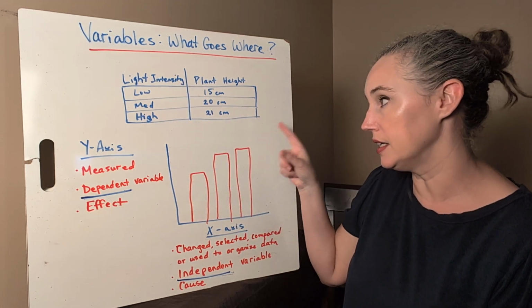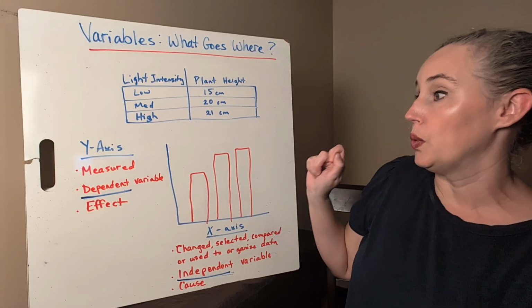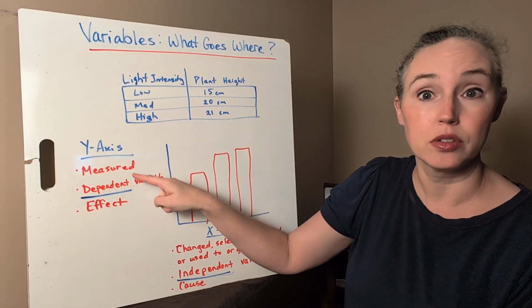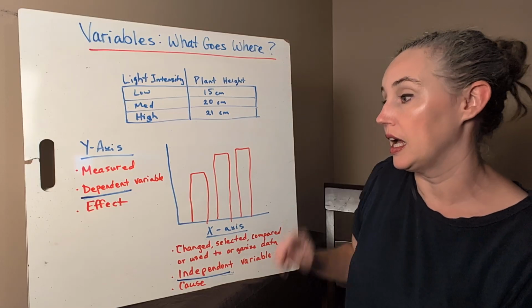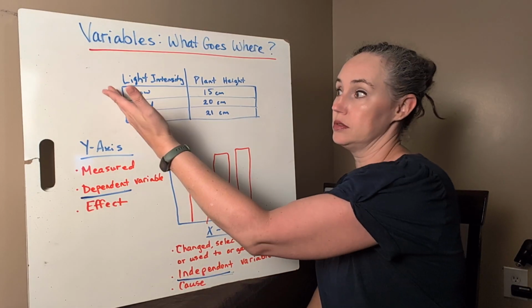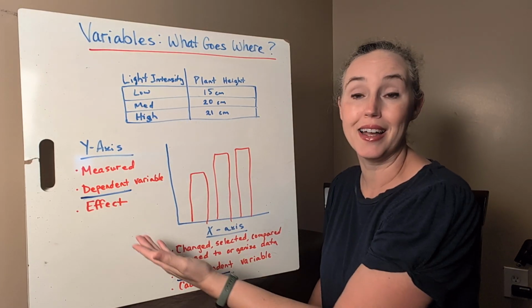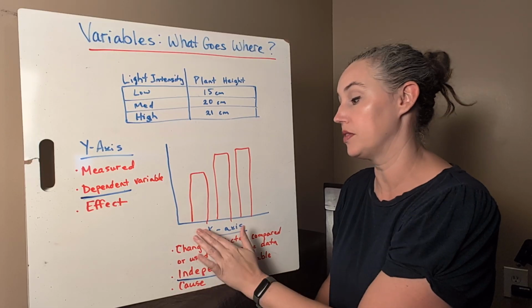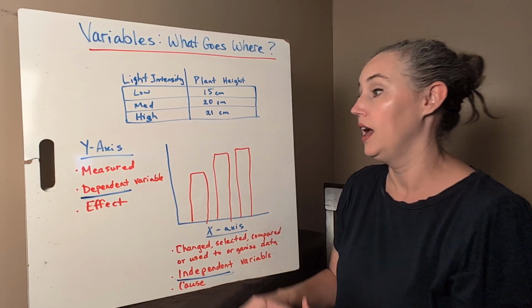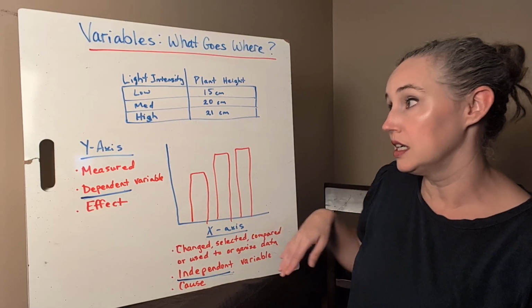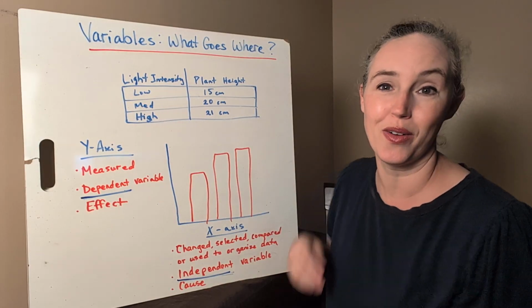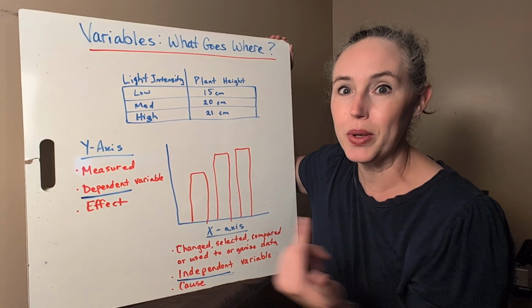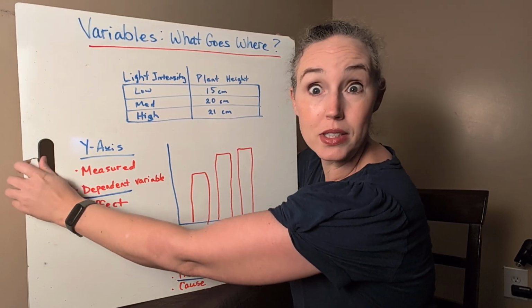So if we have this simple data table where we have 3 different levels of light intensity and then plant height, well, which is the thing that's measured? Well, we're measuring plant height as a result of our different low, medium, and high light intensities. So we would have this as low, medium, high on the x-axis, that's our light intensity, and then plant height, that's the thing we're measuring, would go on the y. But now that we know what goes on the x, what's next?